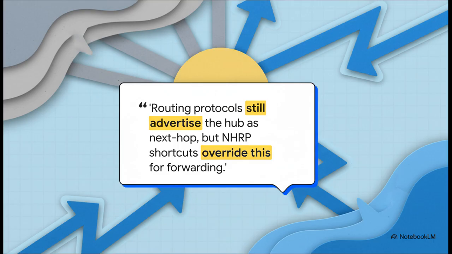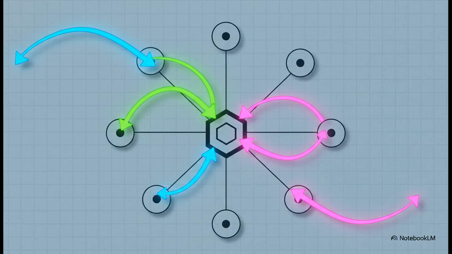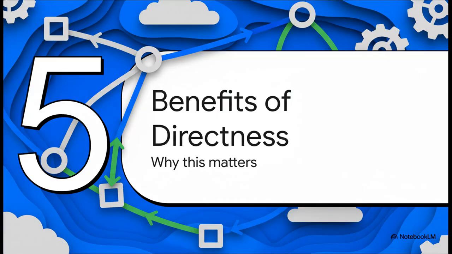It doesn't change. But then NHRP comes along and provides a specific on-the-fly instruction, like a traffic cop waving you down a side street. It says, yeah, I know what the map says, but for this specific destination, take this shortcut instead. And this is so important because you really do get the best of both worlds here. Your overall routing design stays simple and stable. The hub is still your central point for control and for finding things, but the actual data flow is super efficient and totally distributed. It's this separation of jobs that makes the whole system so powerful, so scalable, and so robust.